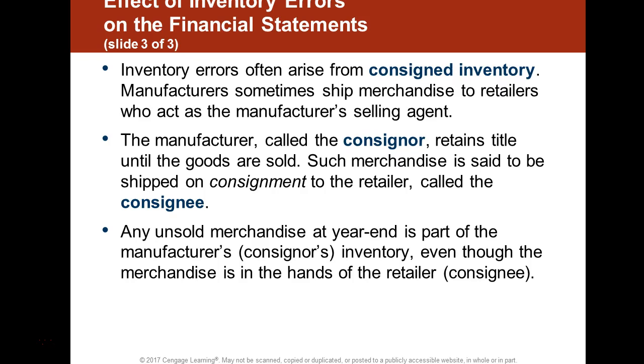What happens when a mistake is made with regard to the valuation of ending inventory, or the valuation or calculation of cost of goods sold? If it's overstated or understated, what would be the effect? How does it affect the balance sheet? How does it affect the income statement?